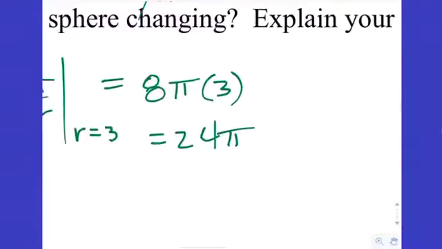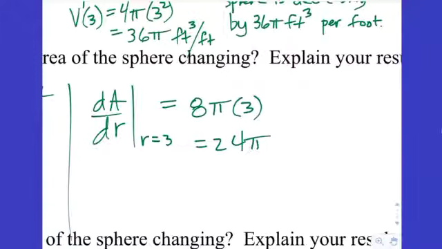And what are the units? It's a rate of change. So this is another reason Leibniz notation is beneficial. It's units of A divided by units of r. So it'd be feet squared per foot.